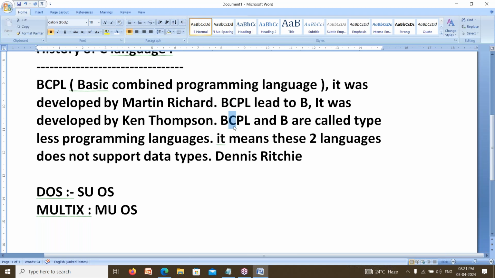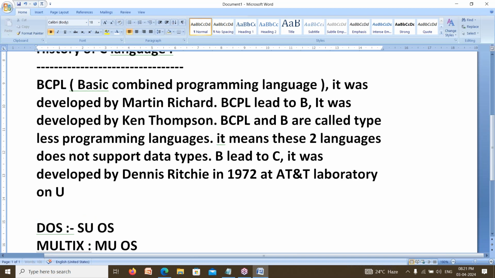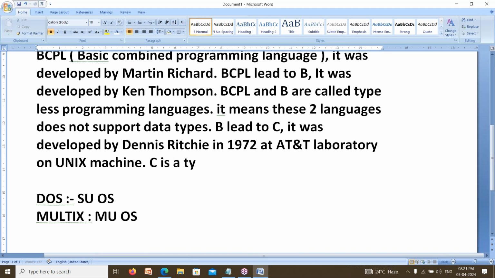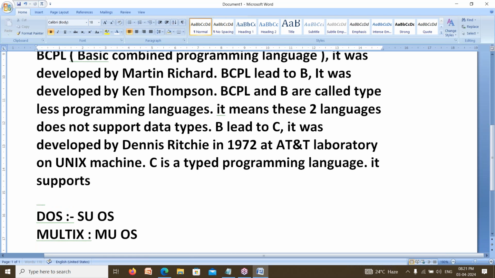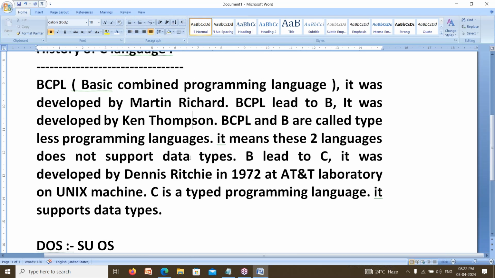That new programming language was called C, the second letter of BCPL. So from the B language, the C language was developed. It was developed by Dennis Ritchie in the year 1972 at the AT&T laboratory, on a computer which had the Unix operating system. The language C is a typed programming language, which means it supports data types. So that is the history of the C programming language.